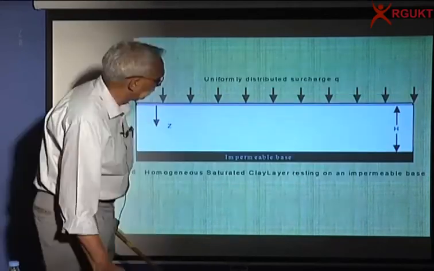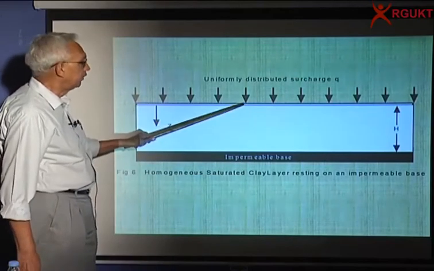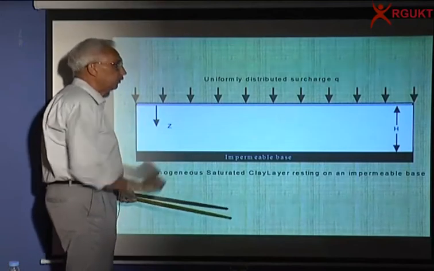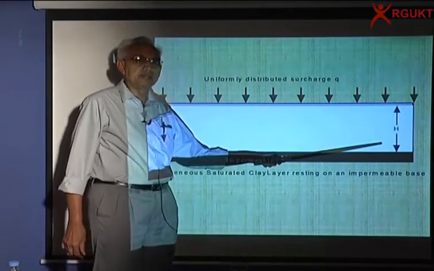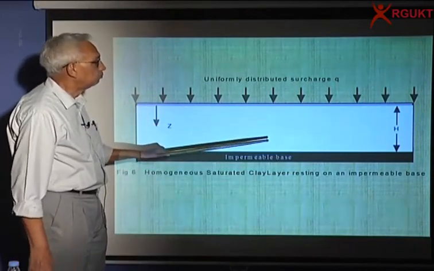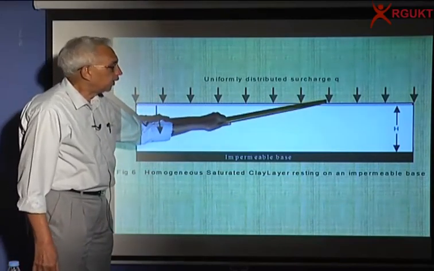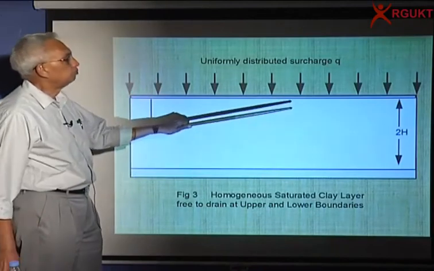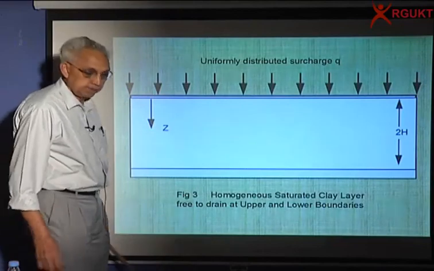equal to H. If I have bottom impervious and the top pervious, the water molecule has to go to the top because there is no way it can go down, and the maximum drainage path is equal to the thickness of the layer. Please remember, this is how we study this phenomenon. In case of one-way drainage, the maximum drainage path is equal to the thickness. In case of two-way drainage, maximum drainage path is equal to half the thickness. That's how we do this.